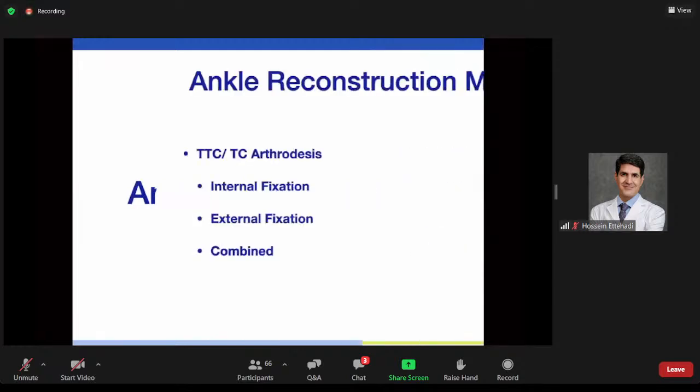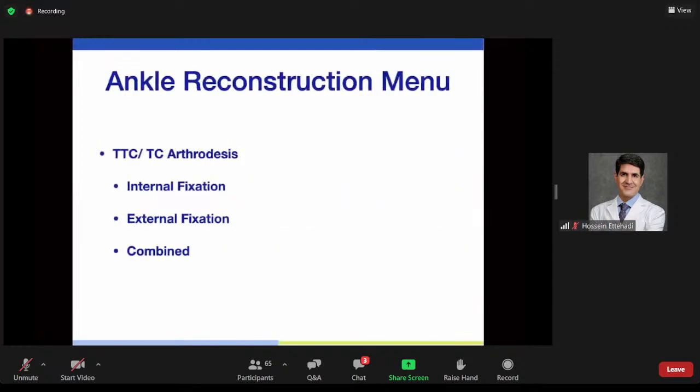So what about ankle reconstruction? Ankle reconstruction involves a tibiotalocalcaneal arthrodesis or a tibiocalcaneal arthrodesis, depending on the state of the talus. I think the main issue in the reconstruction of the Charcot ankle is the status of the talus.